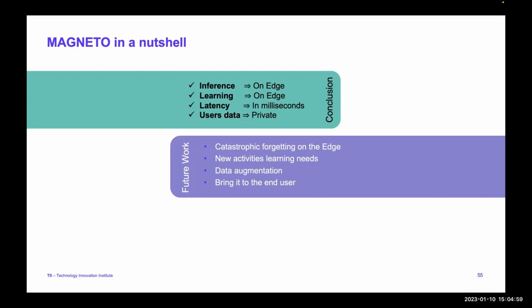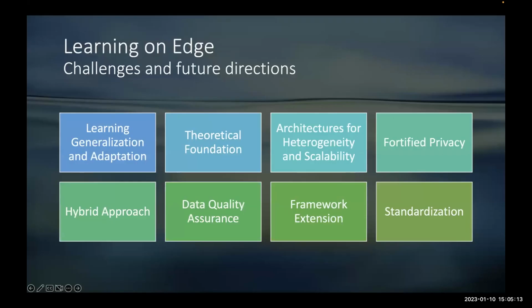Data augmentation, we're trying to investigate also how we could increase the data. We are working on releasing also a public data set on this kind of activities, and then how to bring this to the end user. Just the last slide on the challenges, related not to the Magneto project, but related to Edge AI or Edge ML in general.